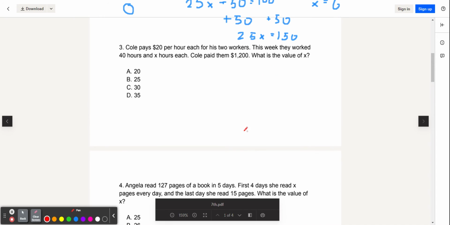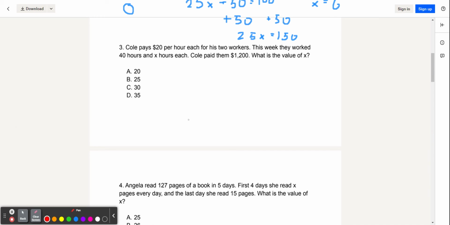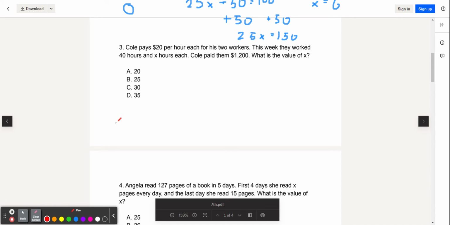Now, for number 3, Cole pays $20 per hour each for his 2 workers. This week they worked 40 hours and X hours each. Cole pays them $1,200. What is the value of X? Let's take number 1. We have a total and some parts. So the total amount of money is $1,200.